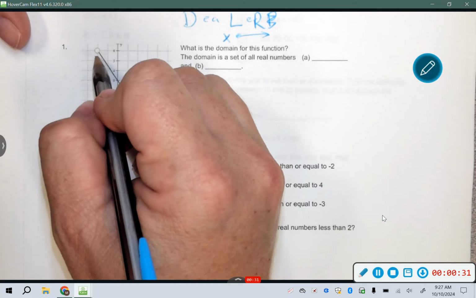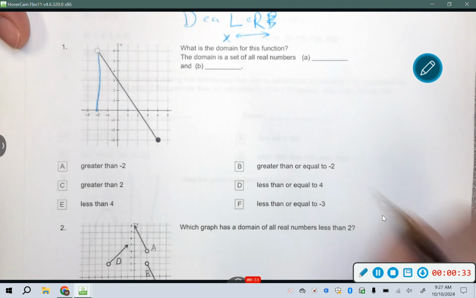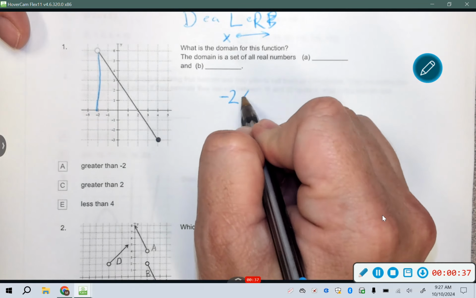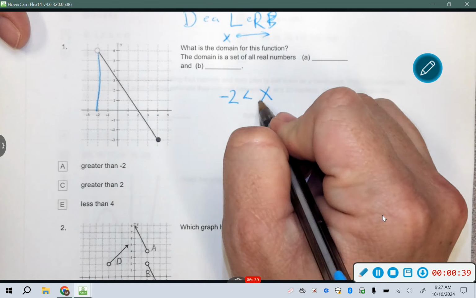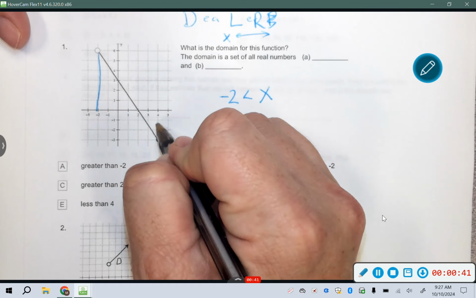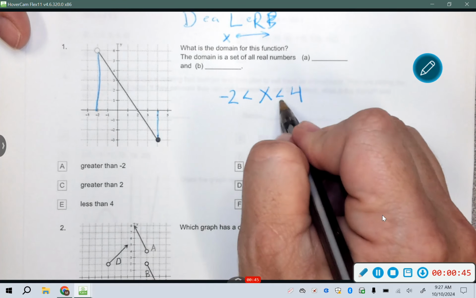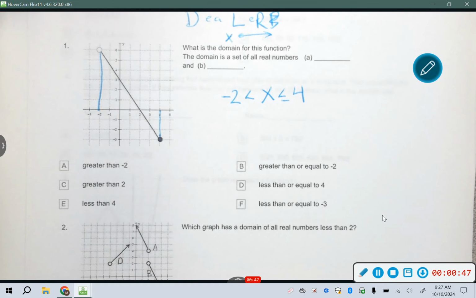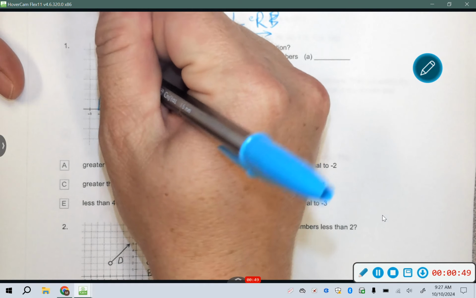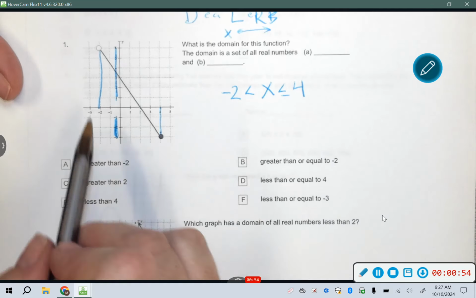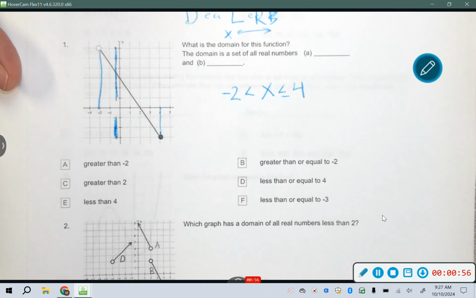So knowing that, my farthest left is -2, and that's with an open dot. So I'm going to do less than, and I'm talking about domain, which is x. My farthest right is 4, always using less than, and it's equal to because it's a closed dot. We can almost even cross off our y values because we're only talking about domain. We're only looking at the x numbers.